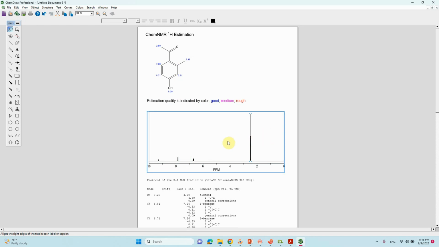If you have any compound synthesized, you can draw the structure, make the proton and C13 NMR prediction, and compare with your experimentally observed NMR chemical shifts. So that's all.